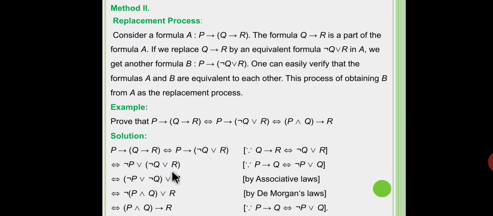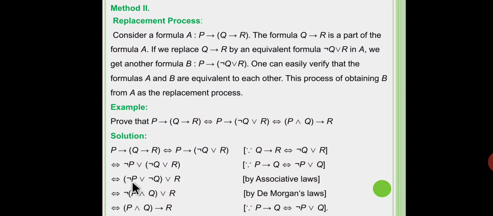So here we are applying the associative law. How to remember the associative law? When the operator inside the parenthesis and outside the parenthesis is the same, then we apply the associative law. So negation P or (negation Q or R), by applying the associative law, we can write (negation P or negation Q) or R.